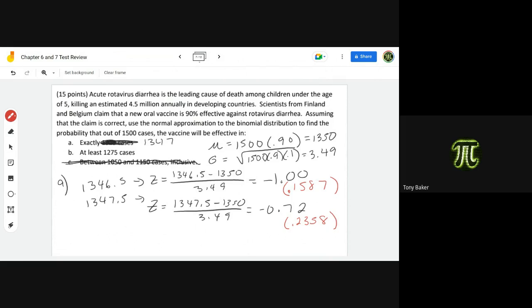So now to find exactly 1,347 cases, I would subtract those two numbers. So I do 0.2358 minus 0.1587, and I get 0.0771. So approximately 7.71%. So for the chance that it'd be effective in exactly 1,347 cases, it's 7.71%.